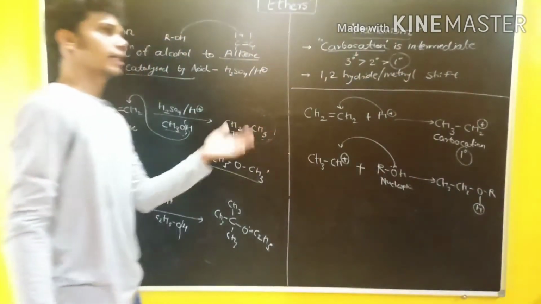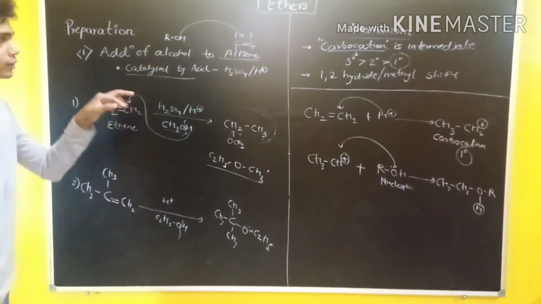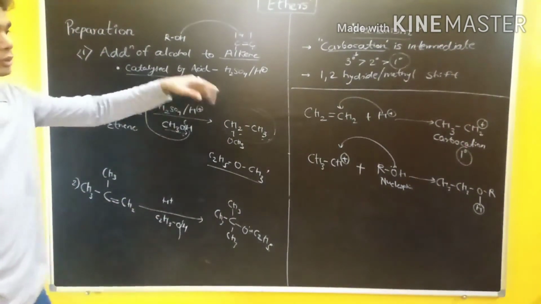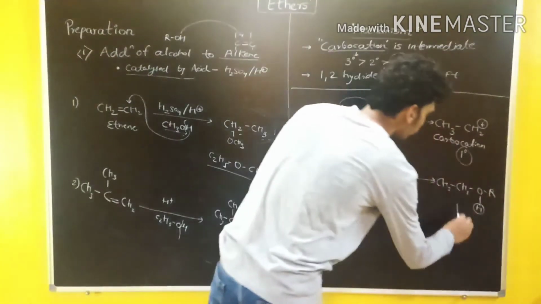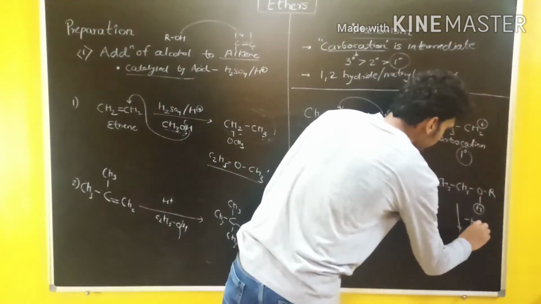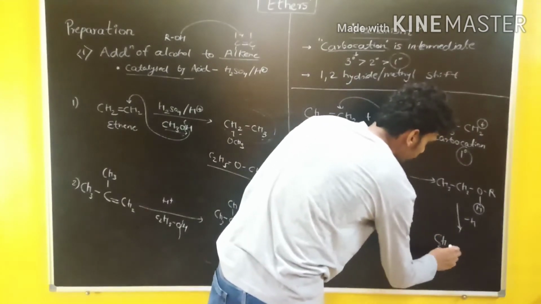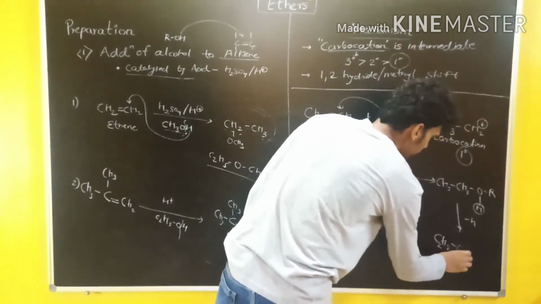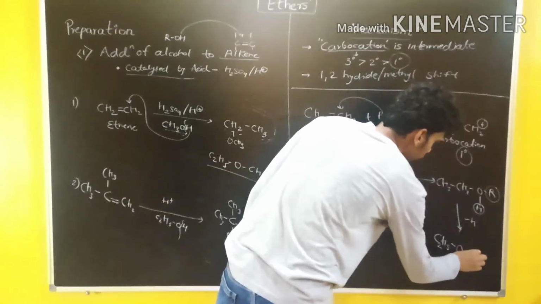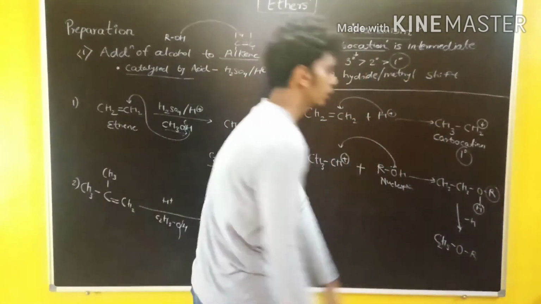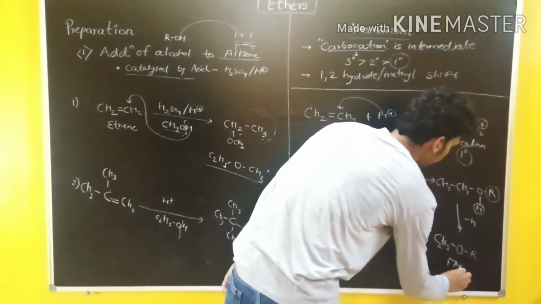Now as I mentioned, it is an acid catalyst. It's catalyzed by the acid, so hydrogen should be removed from there, so minus H. So what is the product? CH3CH2, I can write C2H5, your oxygen is here, and this R, that is the alkyl group, is here. So your ether is generated at the end of this.